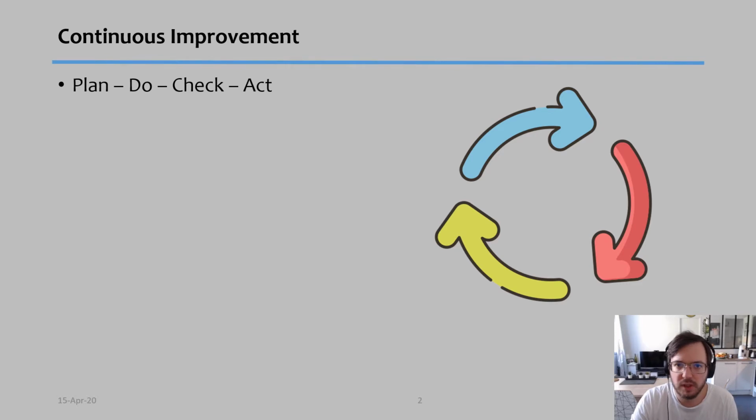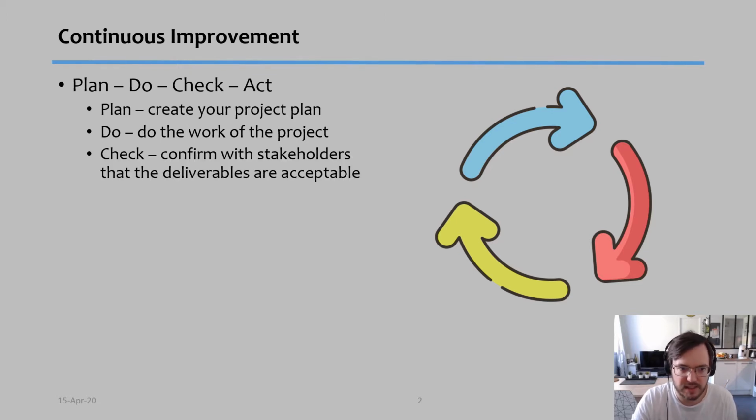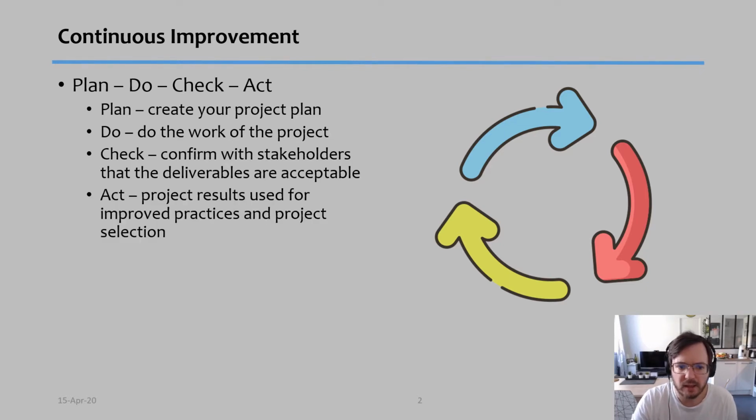And in management, we typically go through four phases. Normally we plan, we do, we check, we act, and then we repeat that once again. So planning means that you created your project plan. To do means that you did the work, in other words, the execution. To check means to confirm with stakeholders that the deliverables are acceptable, in other words, control. And to act means that the project results will be used to improve practices and project selection.